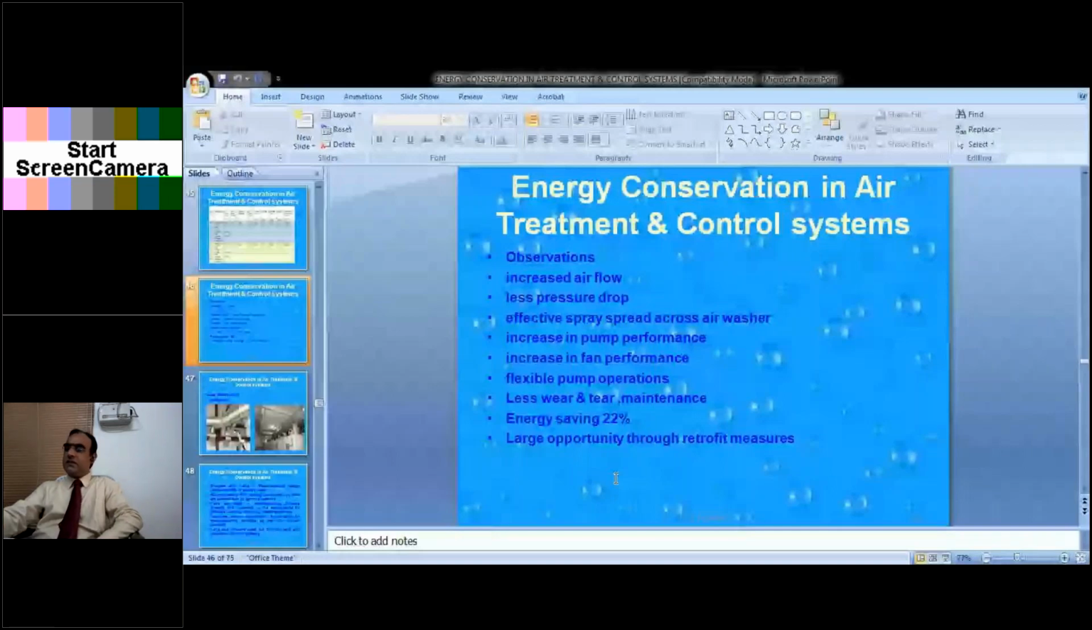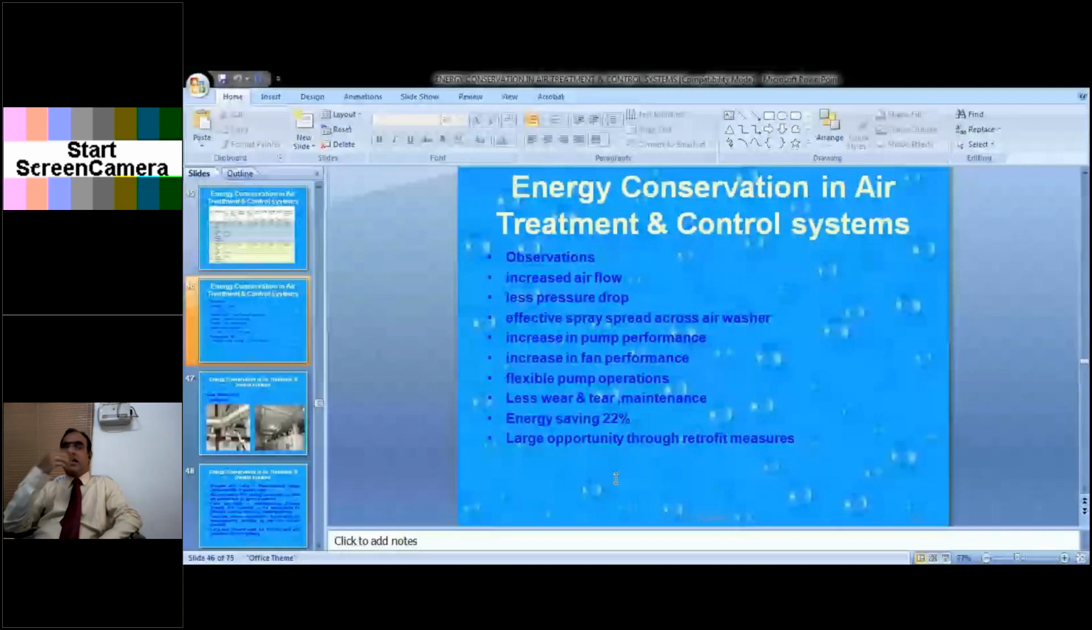After the change of the fan, it showed a large opportunity for retrofit measures. There's a lot of opportunity for retrofit measures in the industry. Another one I can also tell about is energy conservation in dust extraction.